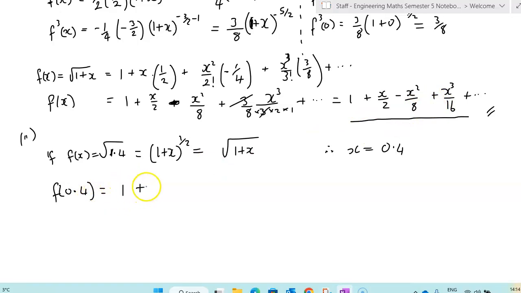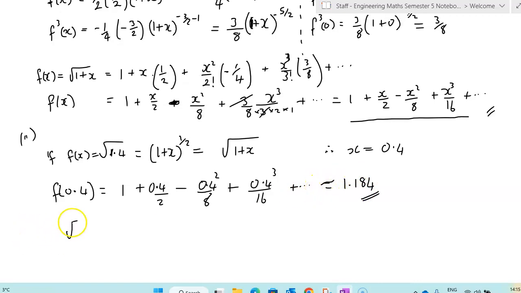So we have 1 plus 0.4 over 2, minus 0.4 squared over 8, plus 0.4 cubed over 16, plus dot, dot, dot. But that's as far as we're going. And when you put that in the calculator, you get 1.184. So that is our approximate value. So the square root of 1.4 is approximately equal to 1.184.